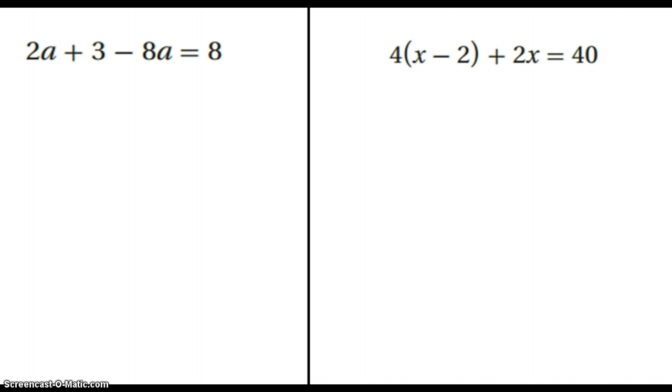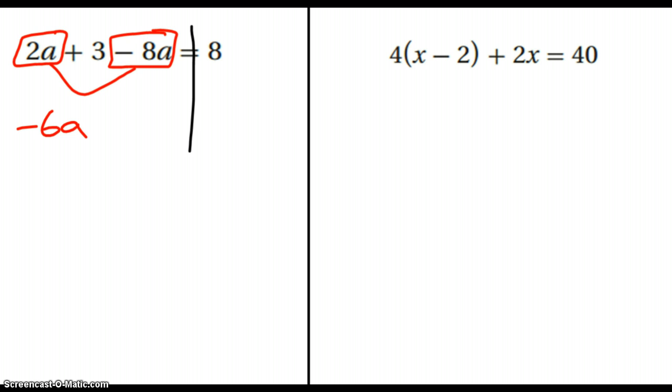Lastly, these 2 examples. The only thing you have to watch out for here is there's some terms that you can combine first. For instance, 2a and negative 8a. So 2a plus negative 8a, or 2a minus 8a, is negative 6a. We still have a plus 3 hanging out, equals 8. And then we go ahead and solve this just like we normally would at this point.